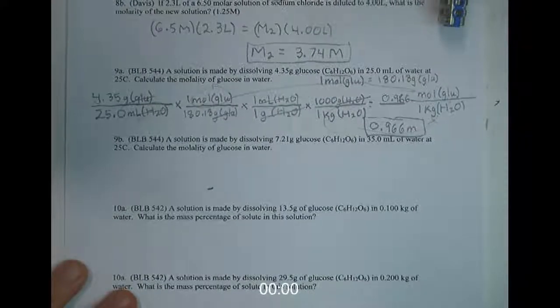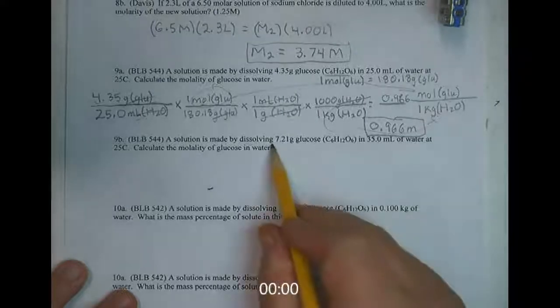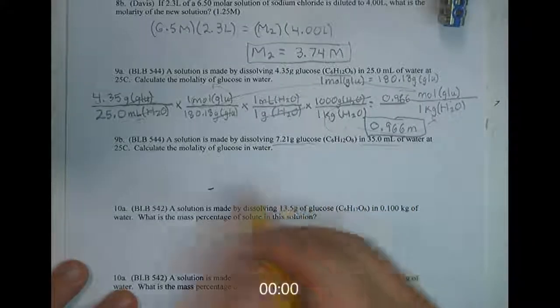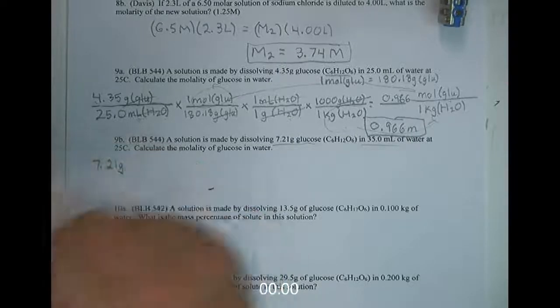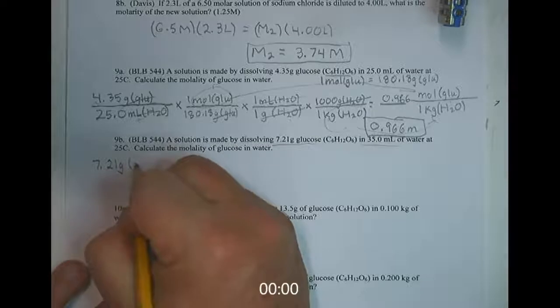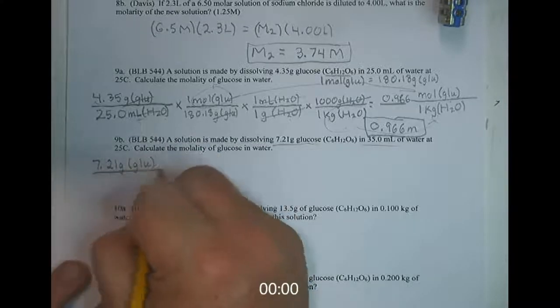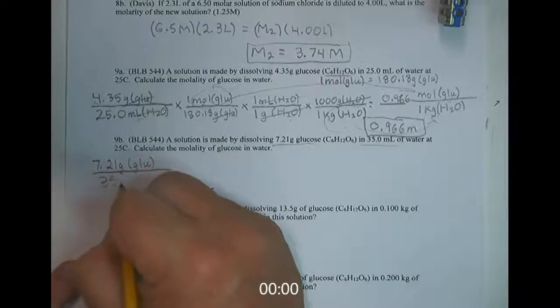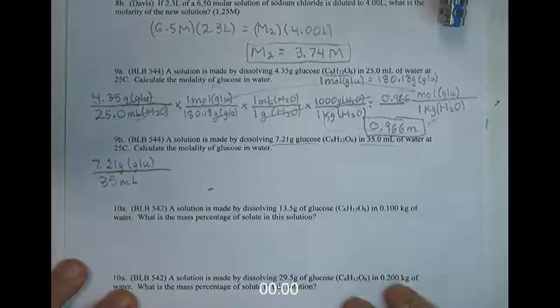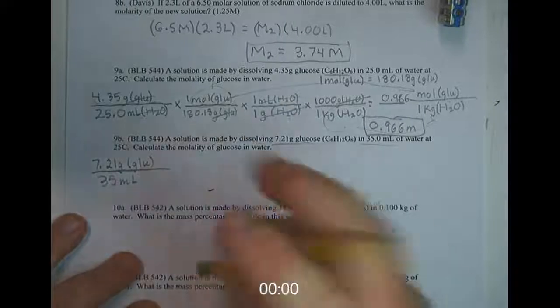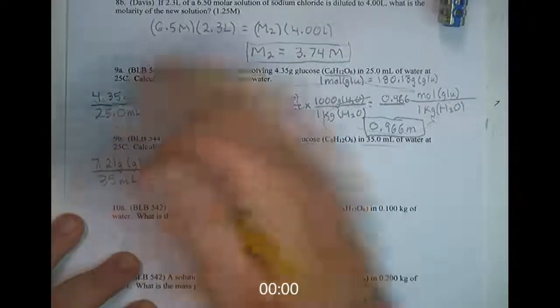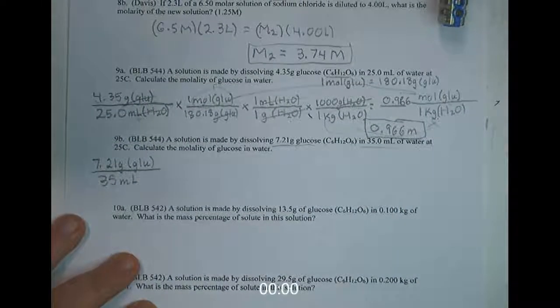Okay, 9B is like 9A. So we've got 7.2 grams of glucose and 35 milliliters of water. So let's go ahead and write that down: 21 grams of glucose for every 35 milliliters of water. And again, I would stop and look at 9A, see if you can remember the technique, and then see if you can do this one by yourself. That's the only way you eventually get to where you're fully competent at these problems.